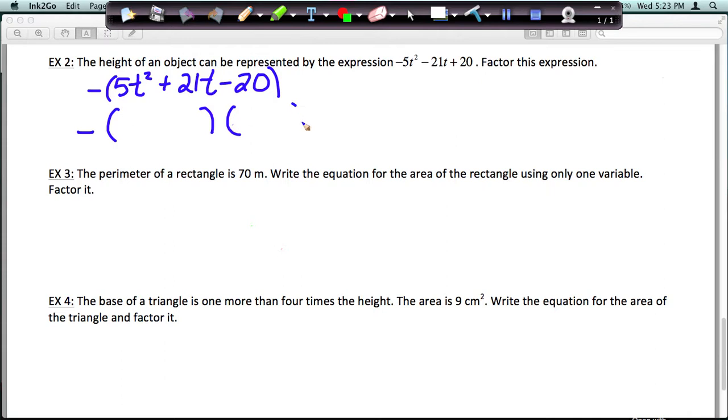So I'm going to start with my first term, 5t squared. So 5 is prime, so that's pretty easy. It has to be 5t and t. And then my last term is negative 20. So to multiply to be negative, I have opposite signs. And for negative 20, we have 1 and 20, 2 and 10, 5 and 4. And you just have to try something that works. Let's try a positive 5 and a negative 4.